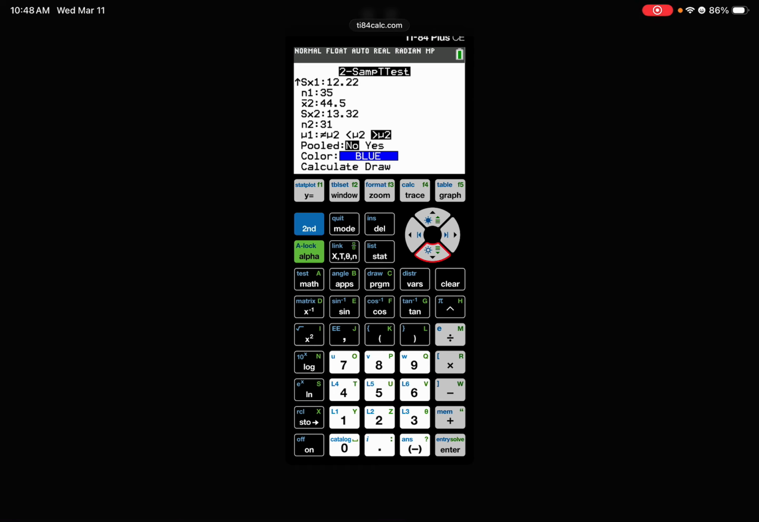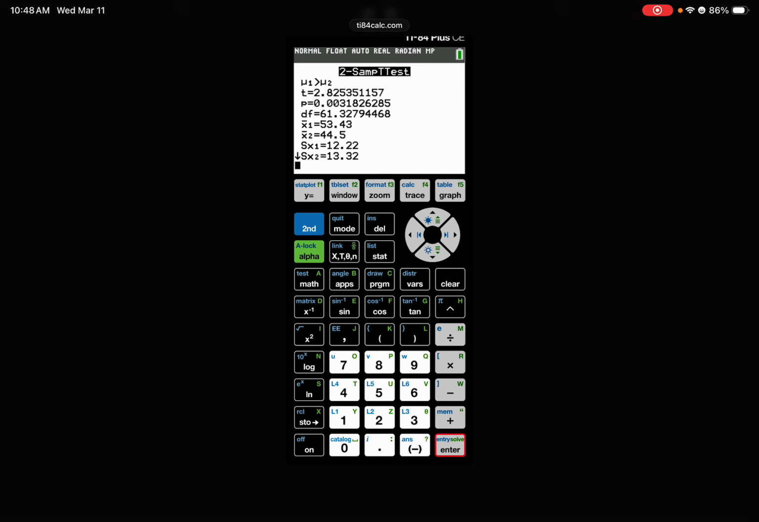If you click on draw, it will just give you an illustration of that p-value under the t distribution. So if you want to see that, you can look there. Calculate will give you a little bit more information, but both will give us exactly what we're looking for. I'm just going to go ahead and choose calculate here.